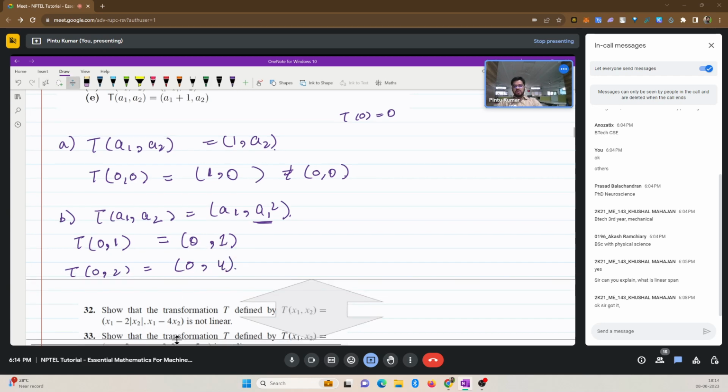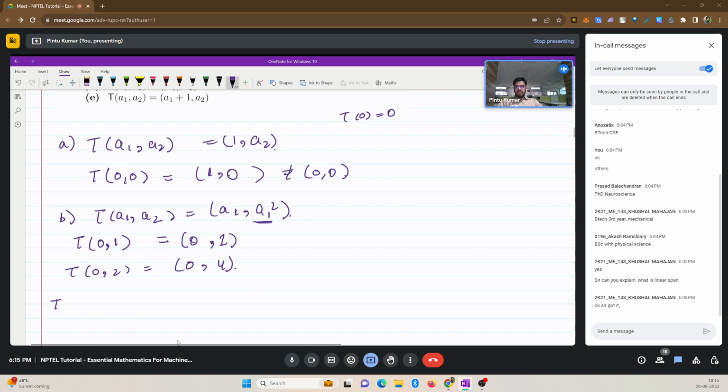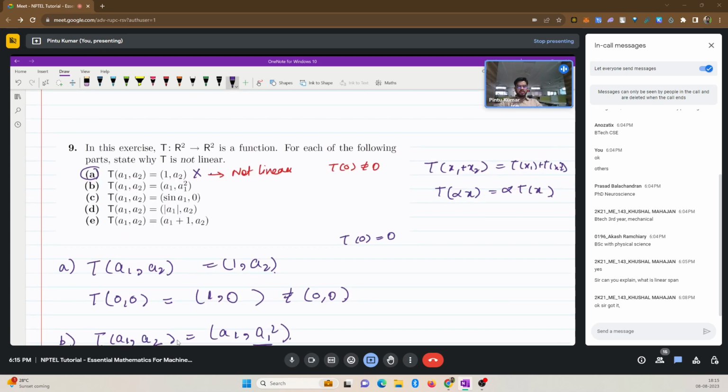Now if we call these x1 and x2, T of x1 plus x2 is T of (0, 3), right? And what would be its result? It would be (0, 9). Now is (0, 9) equal to (0, 1) plus (0, 4)? No, these two are not equal. So this also is not a linear transformation, because it won't satisfy T of x1 plus x2 is equal to T of x1 plus T of x2.